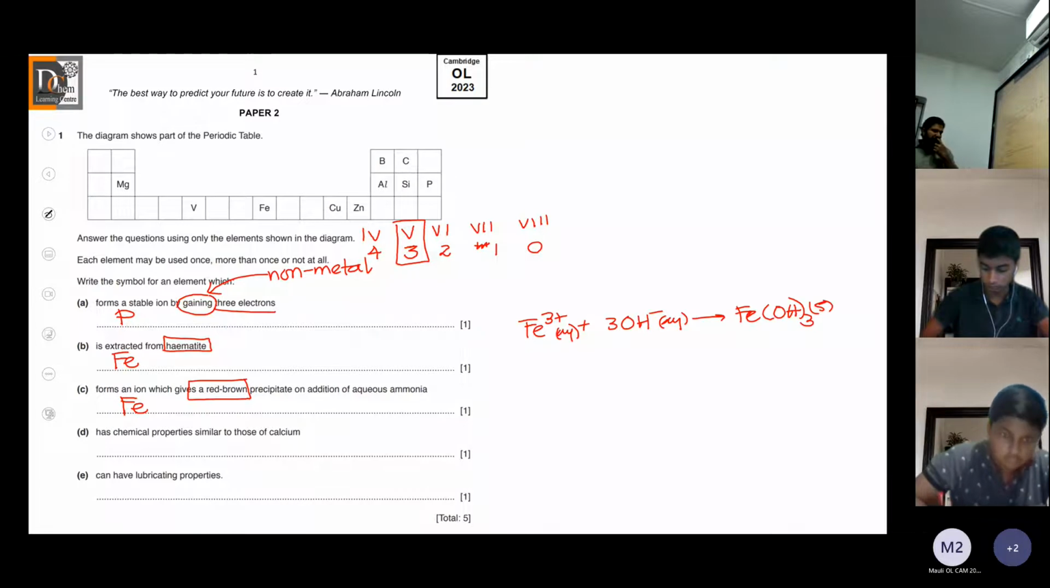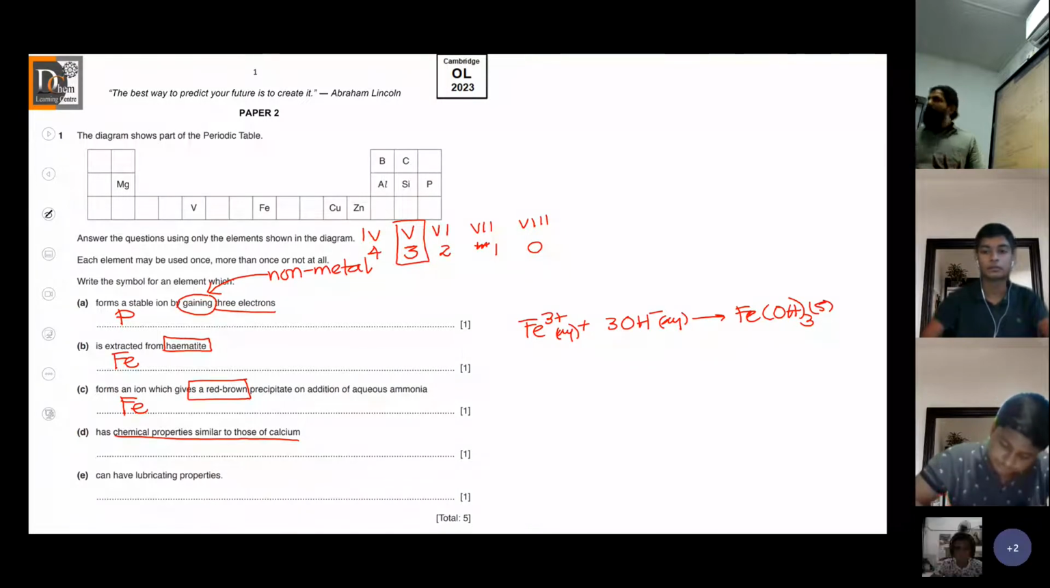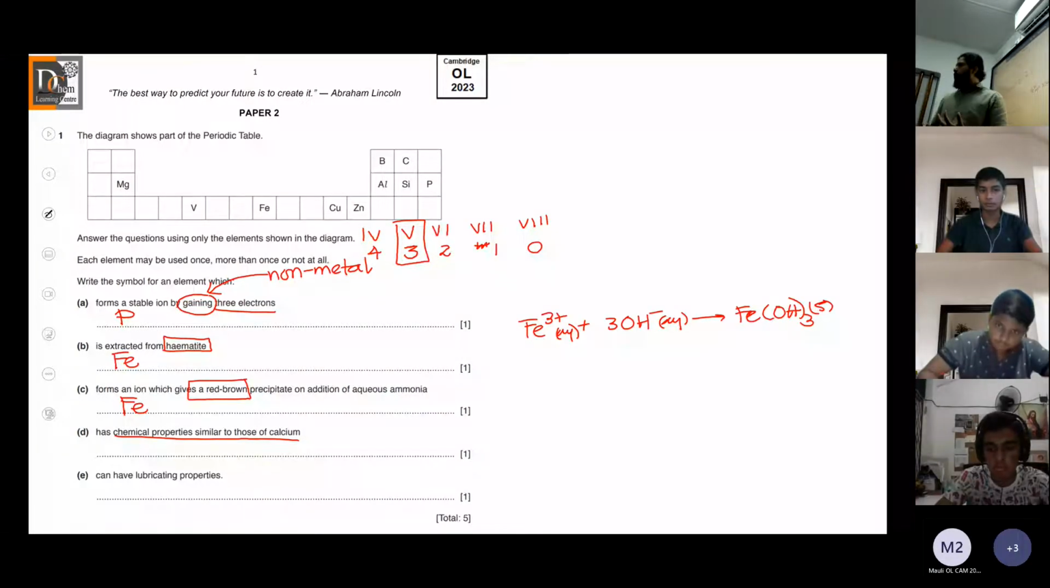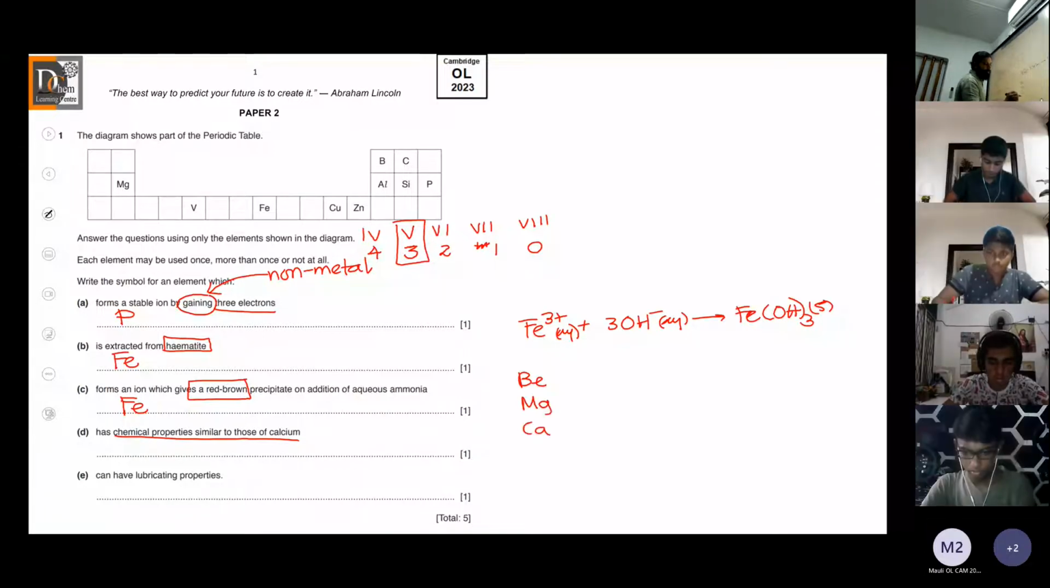Has chemical properties similar to those of calcium. Now, how do we know things are similar in chemical properties? Same group, right? Group properties. Okay. Now, if you take beryllium, magnesium, calcium, and then you have strontium, barium, radium, these are the group 2 metals, right?